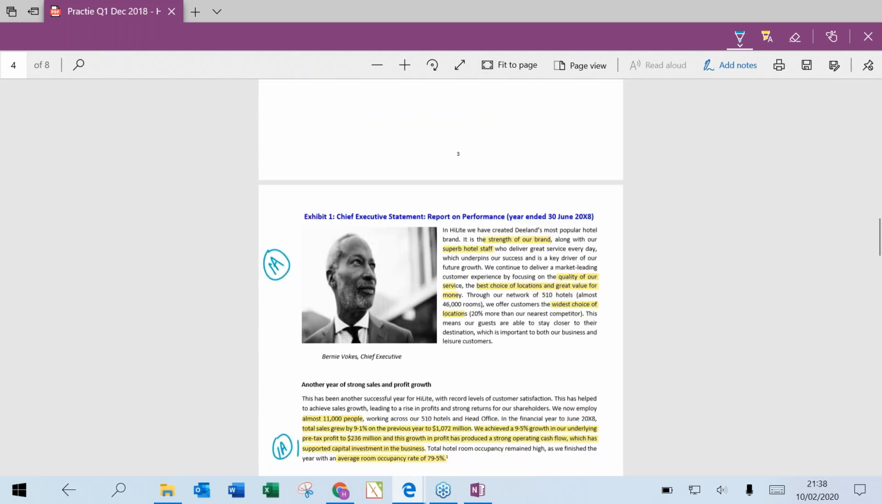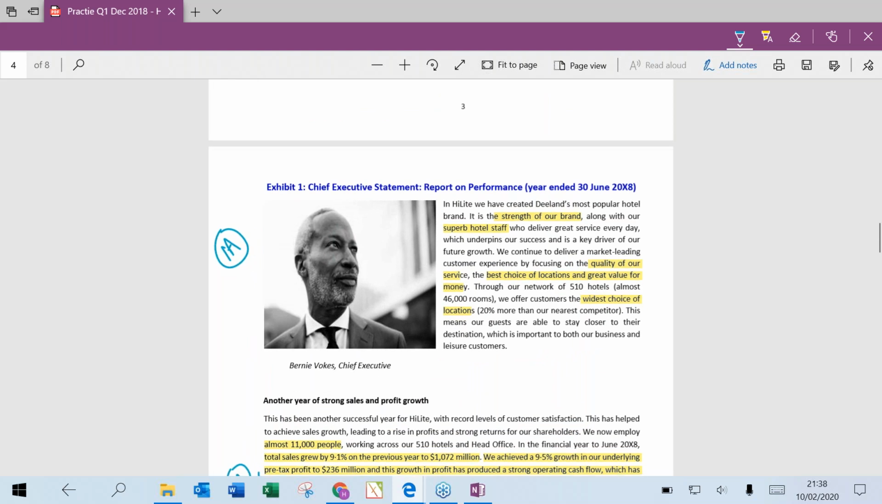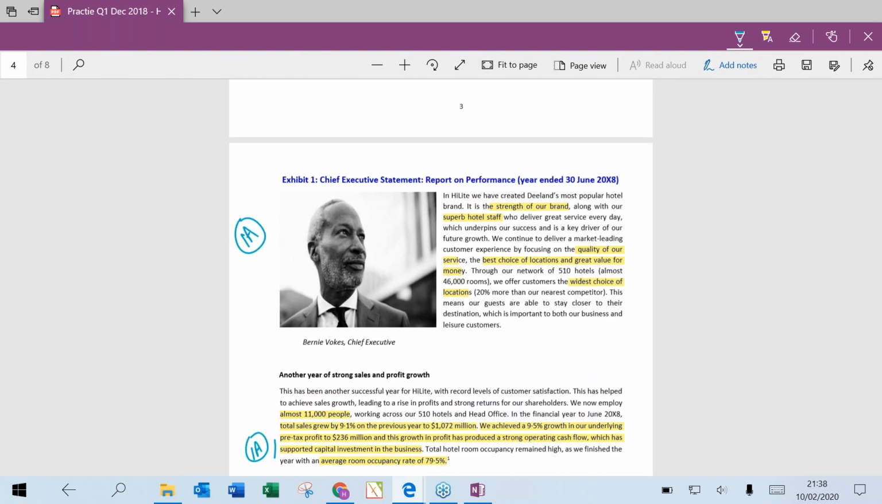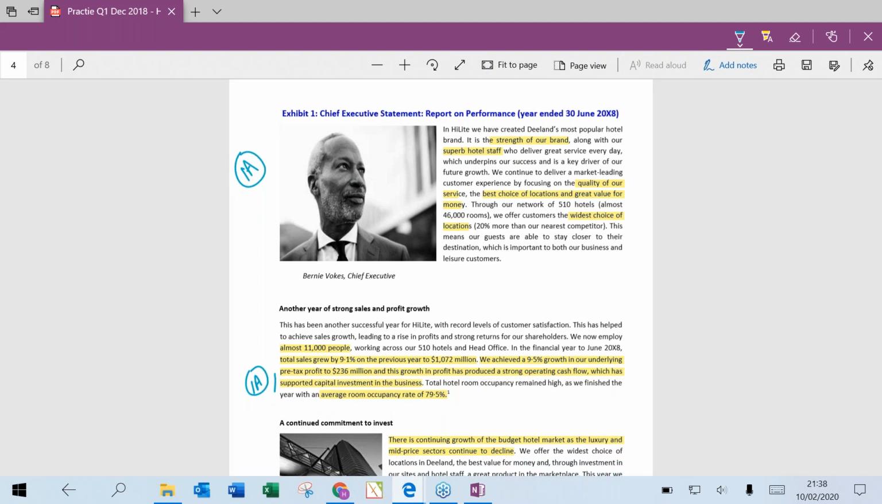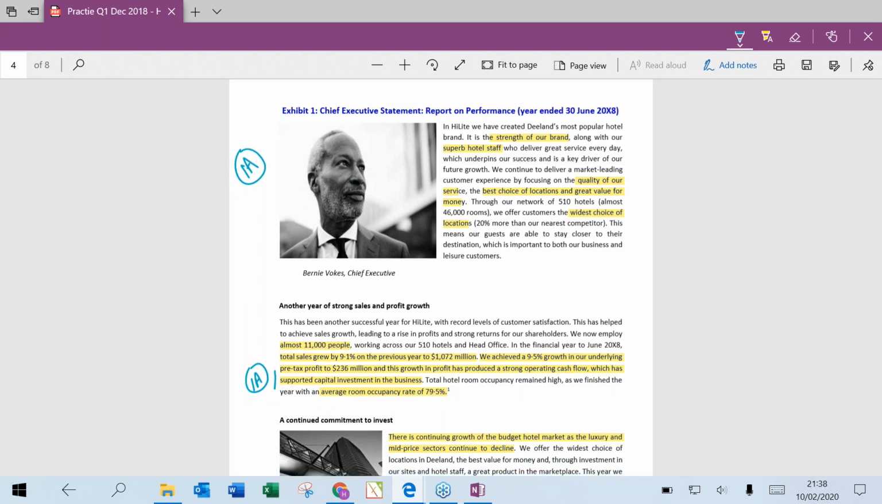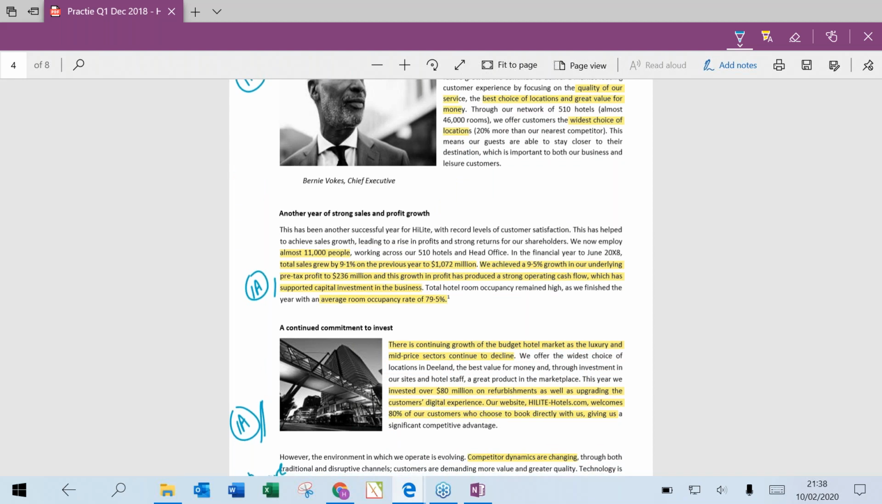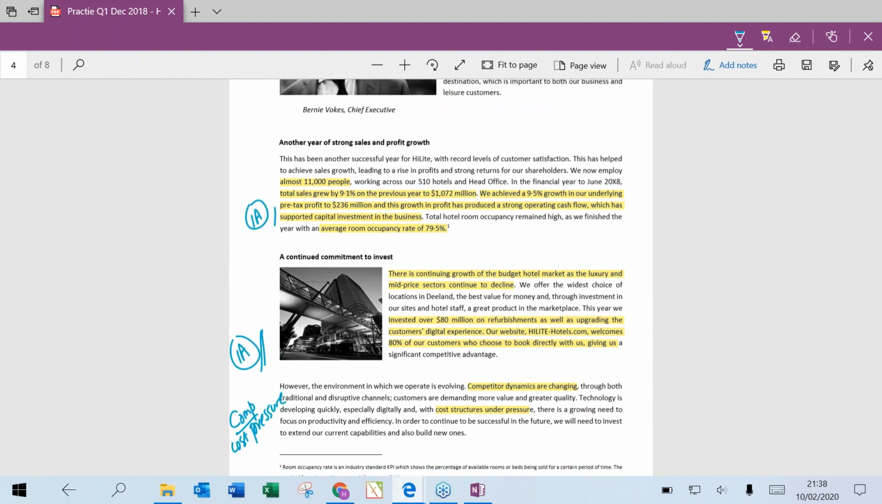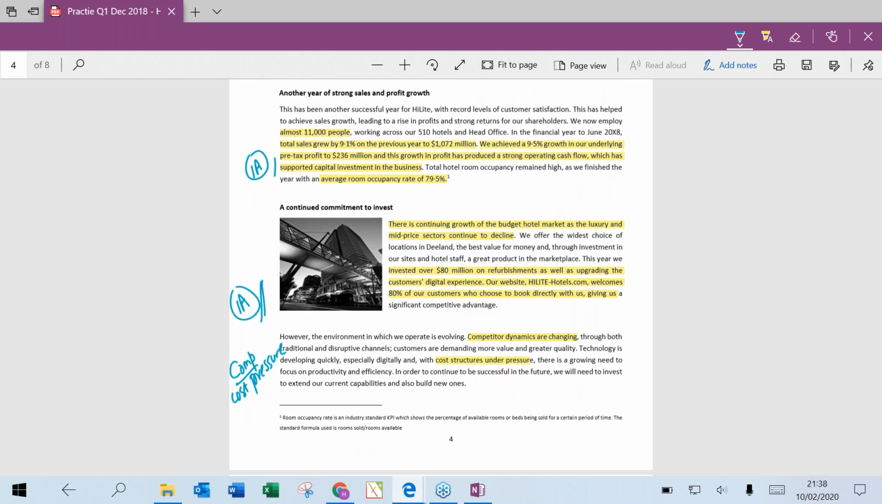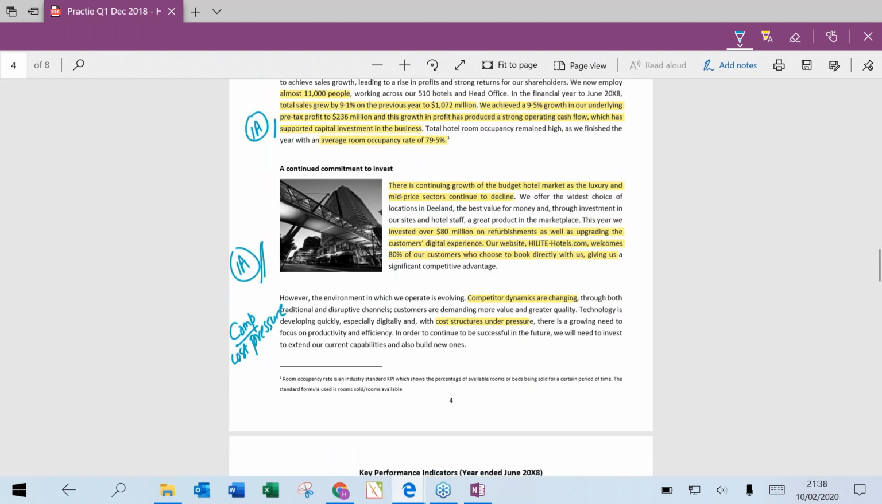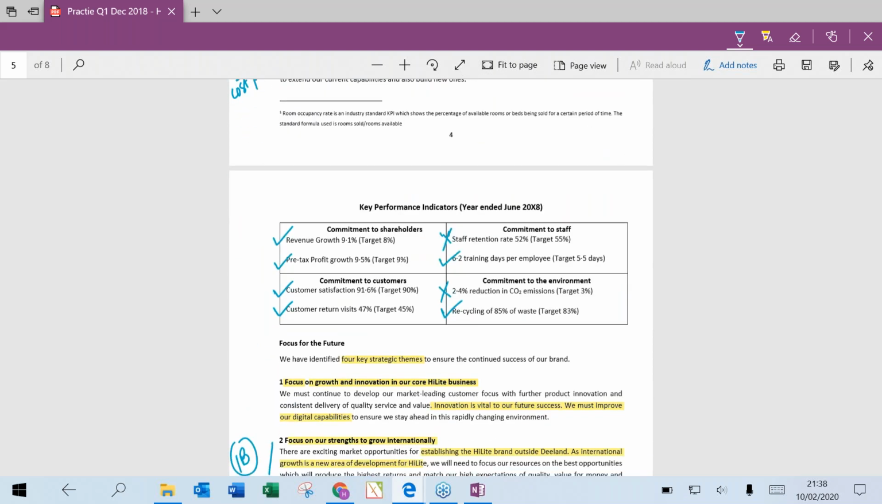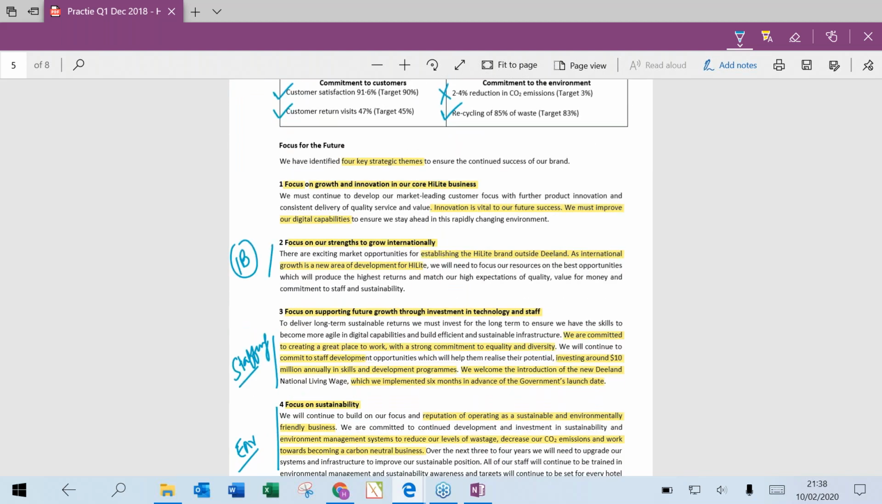Exhibit 1. It was a performance report by the CEO for the year. He talked about internal factors like strong brand, staffing, locations, strong financials, strong operating cash flows, investment in technology. Then he talked about fierce competition and cost pressures. He talked about some key performance indicators about shareholders, customers, staff, and environment. And then he talked about 4 important strategies for the future.